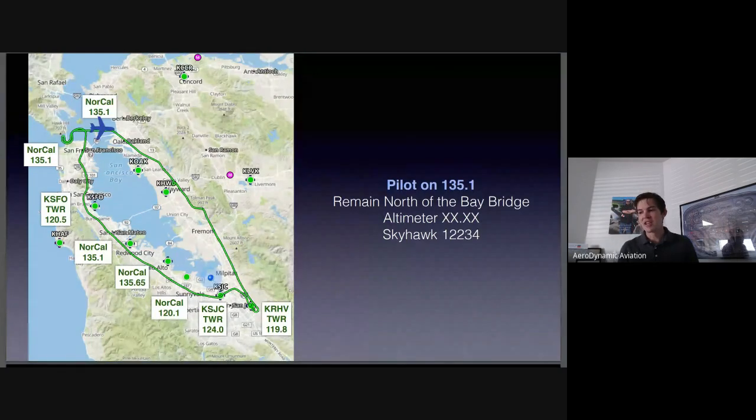Alrighty, so once again, repeating back the instruction is very important. This is the last time that you will be engaging in a conversation before you go back. Most of the time, they're going to give you traffic alerts if the Bay Area is crowded. But other than that, this might be the last time that you actually really need to talk to them. So, remaining north of the Bay Bridge, altimeter 29902, once again finishing with your call sign to let them know that you are now done transmitting.